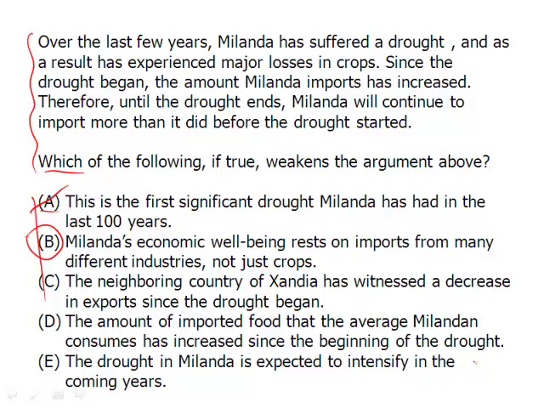But let's just get rid of these other choices. C, the neighboring country of Zambia has witnessed a decrease in exports since the drought began. You're going to notice a lot of these are irrelevant. They want you to start thinking maybe imports and exports are relevant. But you're comparing a different country. It has nothing to do with Melanda, so we get rid of C.